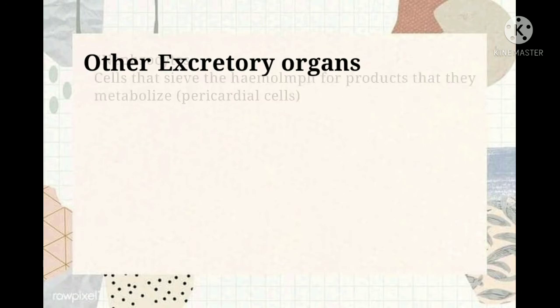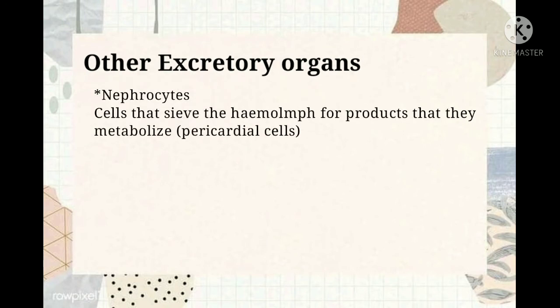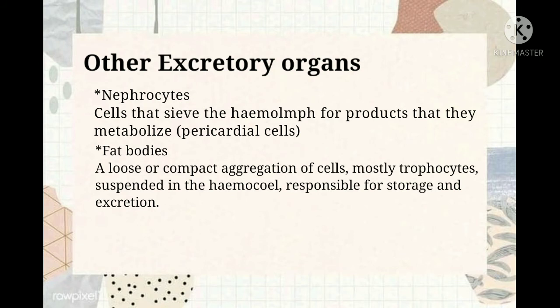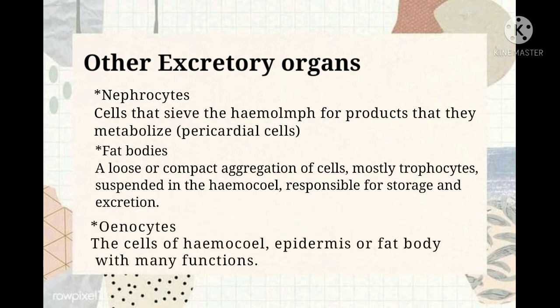Other excretory organs. Nephrocytes: cells that sieve the hemolymph for products that are metabolized, also called pericardial cells. Fat bodies: a loose or compact aggregation of cells, mostly trophocytes, suspended in the hemolymph, responsible for storage and excretion. Next are oenocytes, cells of the hemocoel, epidermis, or fat body with many functions.